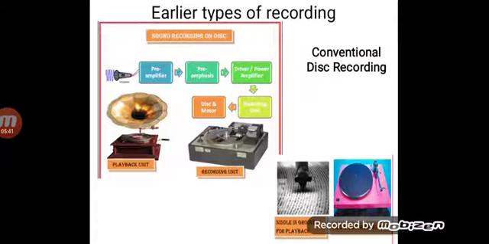Now how to retrieve the original sound? There you need a similar kind of assembly, where similar kind of needle will be placed on the recorded unit.